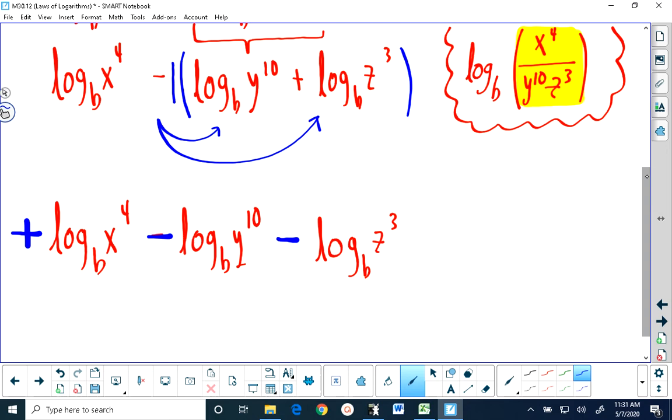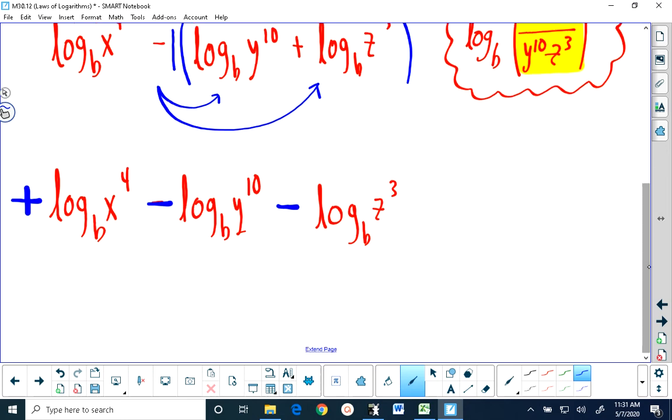So since x to the 4 was on the top, the coefficient of the individual logarithm with x to the 4 is positive. Since y to the 10 was on the bottom, the coefficient of that individual logarithm is negative. And since z cubed was on the bottom, that has a negative coefficient as well. Top is positive, bottom is negative. We can finish this problem off now.